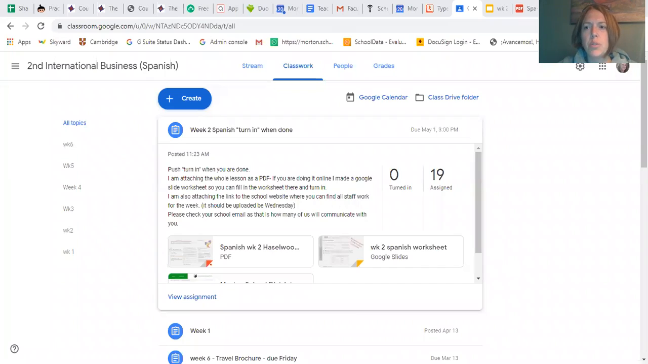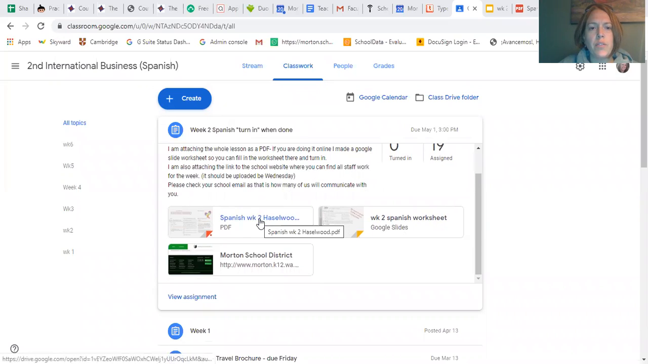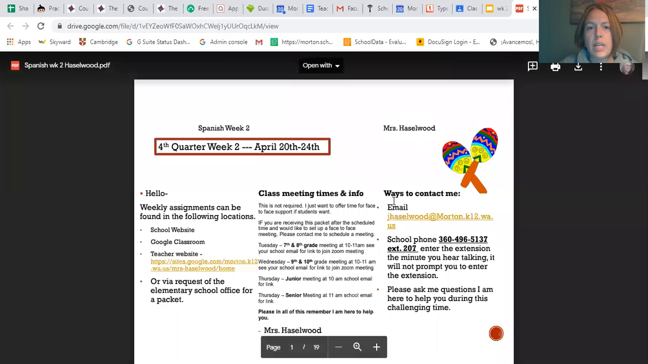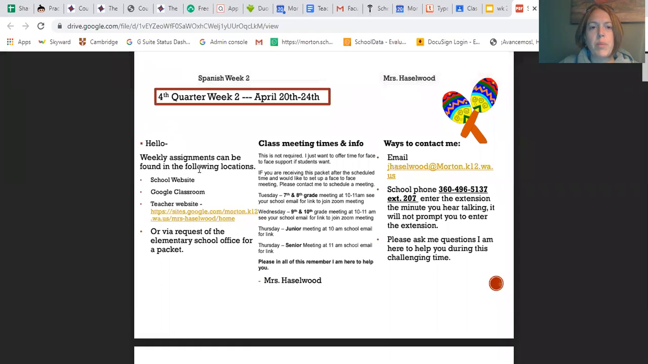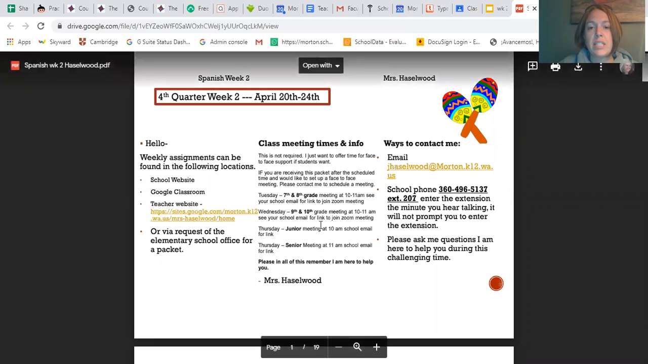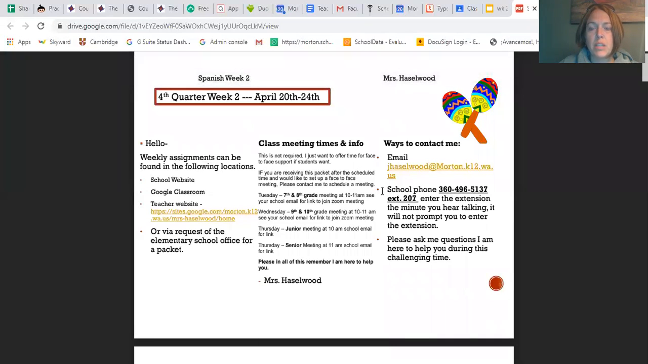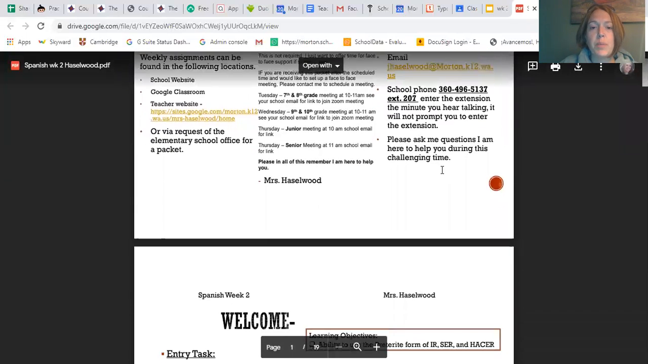So when you log into the Google Classroom, it'll look somewhat like this. And when you log in, you have this document, which is the whole lesson. You have this document, which is the Google Slides where you can type your answers. Let's look at the PDF document, which has the whole lesson in it. It's got some information about where you can find all of the materials, the different dates that I have scheduled class times where we can meet and talk in person over the computer, and some quick ways to reach me.